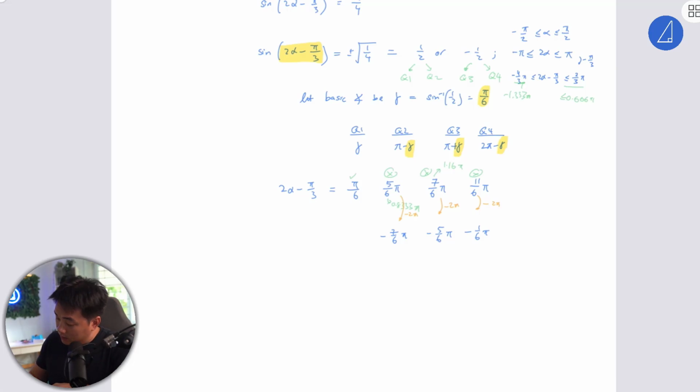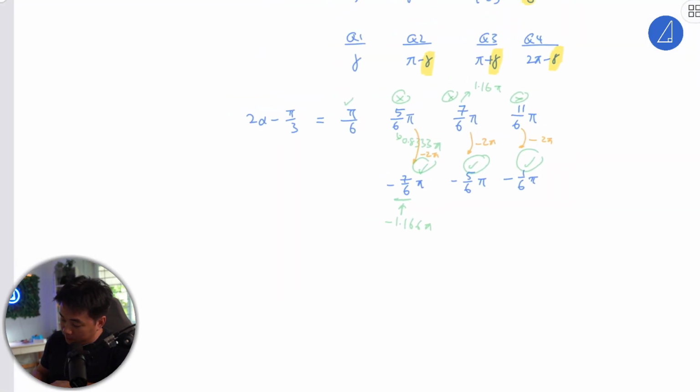Okay, so this will be within the range because this is nothing more than negative 1.166 pi. So this is within the range. This is obviously within the range. This is within the range. Okay, so essentially take those that are within the range. So in this case here, 2 alpha minus pi over 3 will be equal to minus 7/6 pi, minus 5/6 pi, minus 1/6 pi and pi over 6.